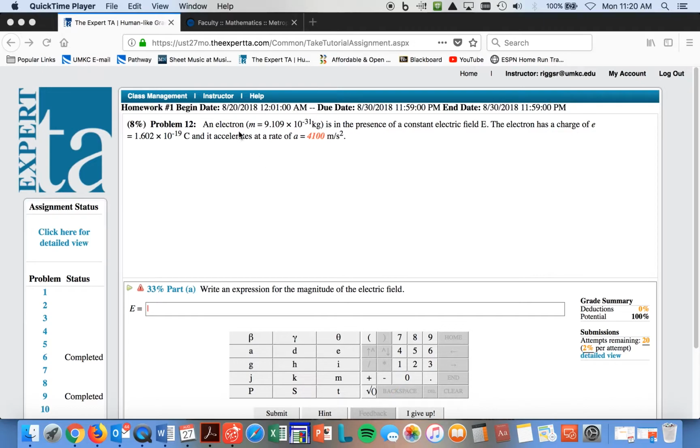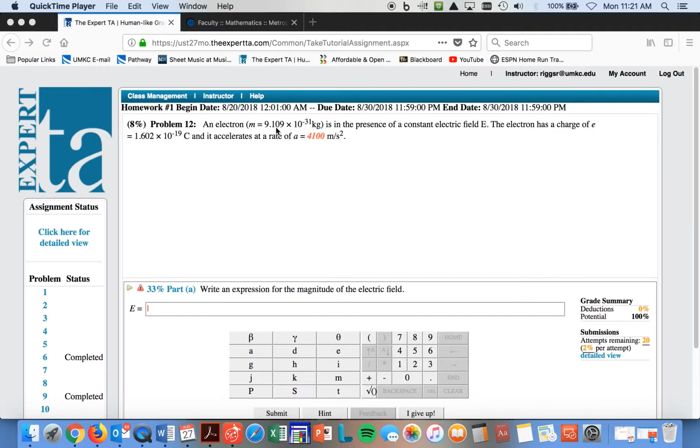So we've got an electron. Here's the mass of an electron. I usually use 9.11, they're using 9.109, and that's fine, times 10 to the negative 31 kilograms. It's in the presence of a constant electric field. The electron has a charge of little e, so instead of using Q, they're just using little e, 1.602 times 10 to the negative 19. That's the magnitude of the charge. I don't like the way they said that, because it is not the actual charge, since the charge is negative. But anyway, it accelerates as fast.